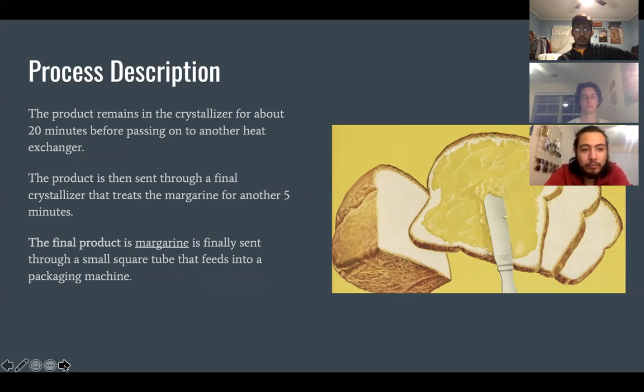After the heat exchanger, this product is sent through a second and final crystallizer that treats the margarine for another 5 minutes. The crystallizer's main purpose is to reach the nucleation point of the triglycerides that are found within the fatty acids. The final product, after it has been crystallized for a second time, is margarine, and this product is sent through a small square tube that feeds into a packaging machine in order to get that brick shape that we are familiar with.